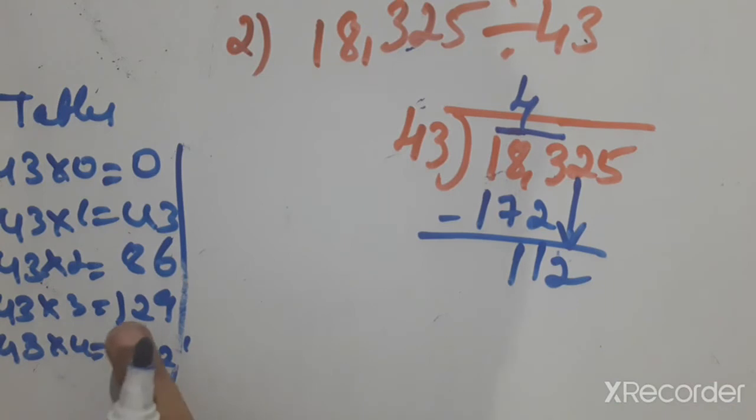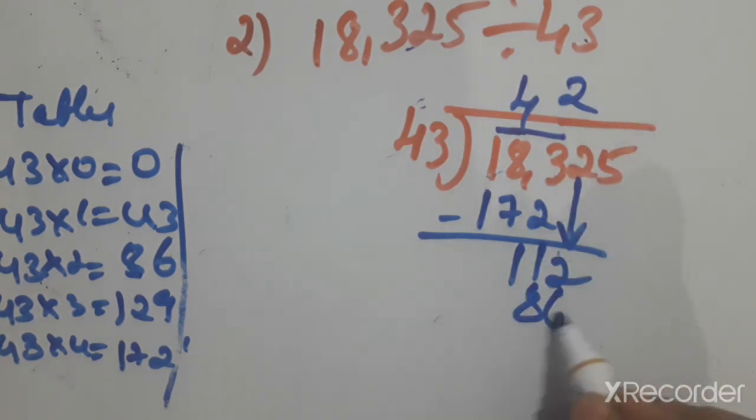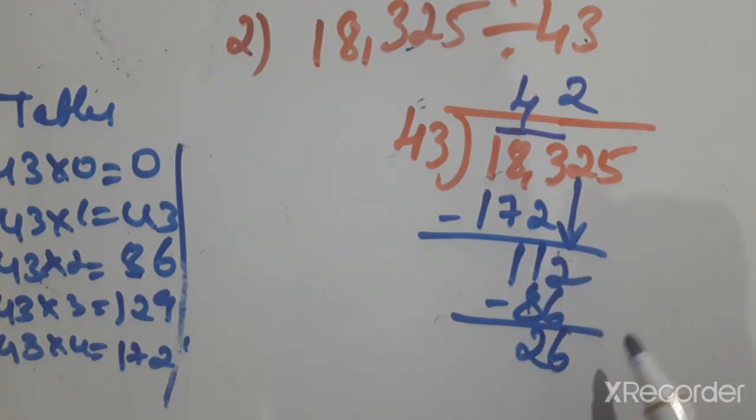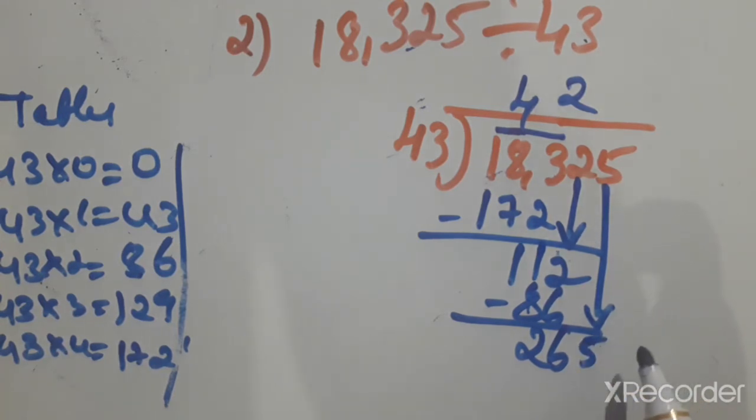112. How near is 43 to 112? 129 is greater, so 86. 43 2s are 86, that is the nearer one. 12 minus 6 means 6. 10 minus 8 is 2. Then only one number we have to get down, 5.